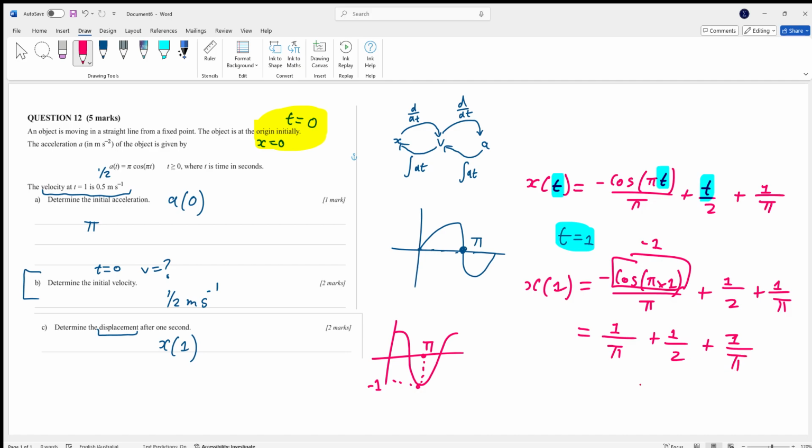Now we can see we have two like terms. 1 over pi plus 1 over pi is 2 over pi plus a half. That is your displacement after 1 second. And that's how you do question 12.